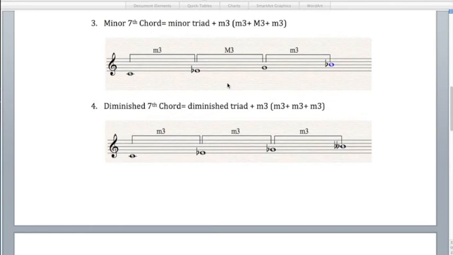The fourth type is called the diminished seventh chord, which contains a diminished triad, that is minor third plus a minor third, and a minor third above the triad, another minor third. So this is the easiest to remember. A diminished seventh chord has stacks of minor thirds. And here is how the diminished seventh chord sounds.